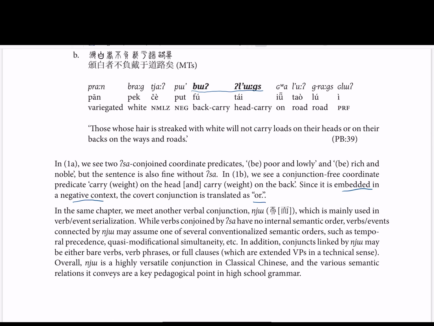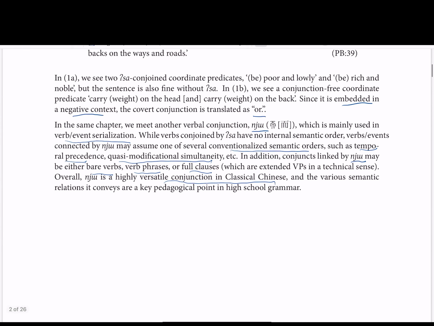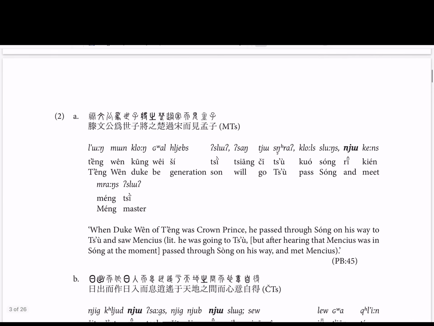In the same chapter of Pulleyblank's textbook, we also meet another conjunction for verbs, this one, nye. This conjunction is different from the one we have seen above, in that nye is mainly used in verb or event serialization. The conjuncts linked by nye may be either bare verbs, verb phrases, or full clauses. So let's take a look at an example with this new conjunction. The sentence in 2a.